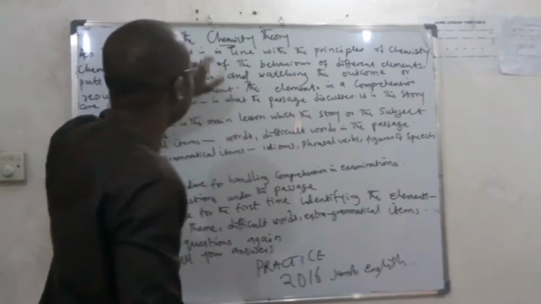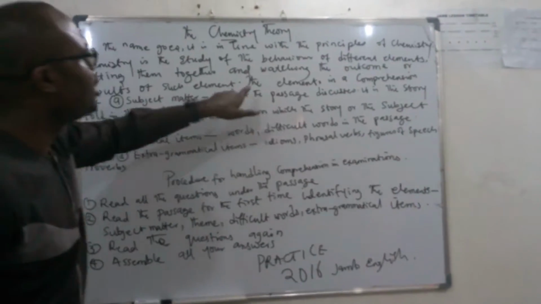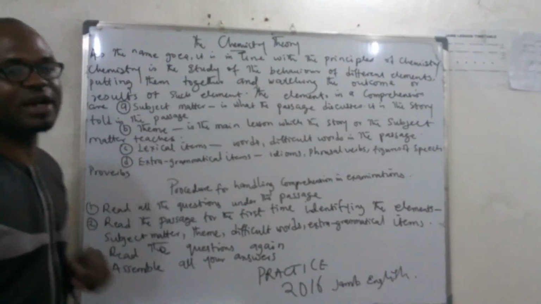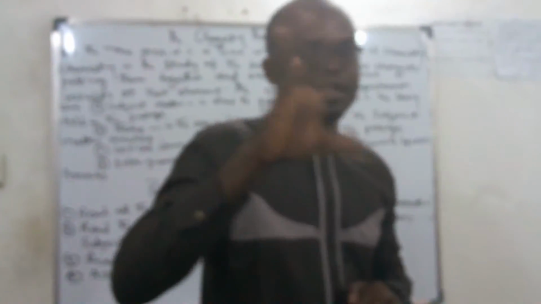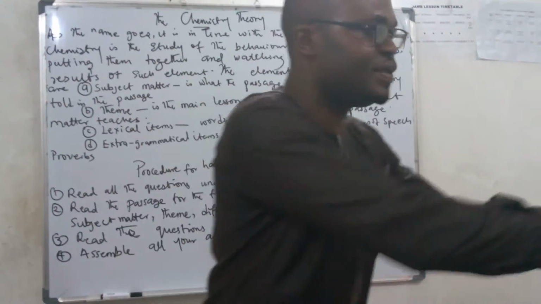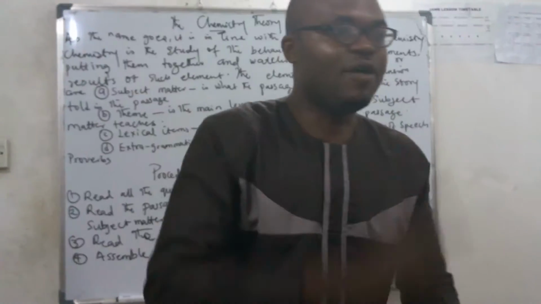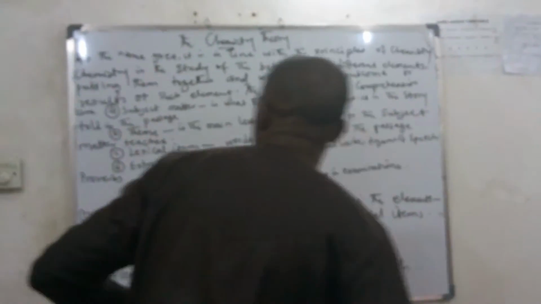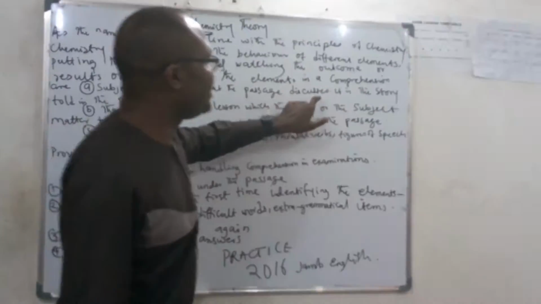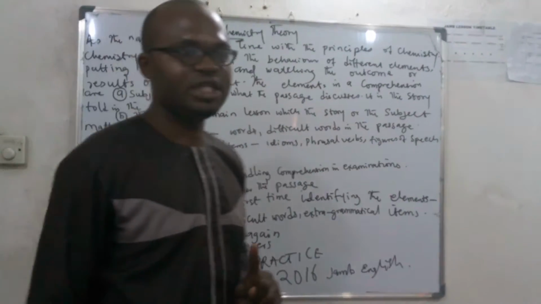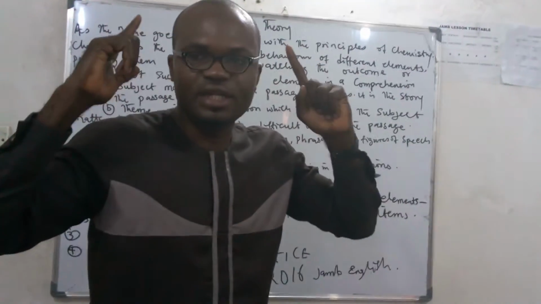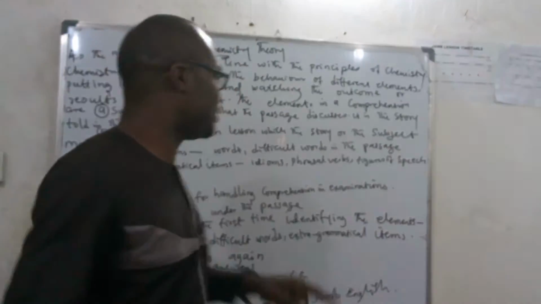But in comprehension passage, under chemistry theory, the elements are the subject matter, theme, lexical items, and extra grammatical items. Is that clear? The elements of every comprehension passage that you see in JAMB or in any examination are: subject matter, number one; theme, number two; lexical items, number three; and extra grammatical structures. We say that subject matter is what the passage discusses or the story being told in the passage, the story, the main idea.